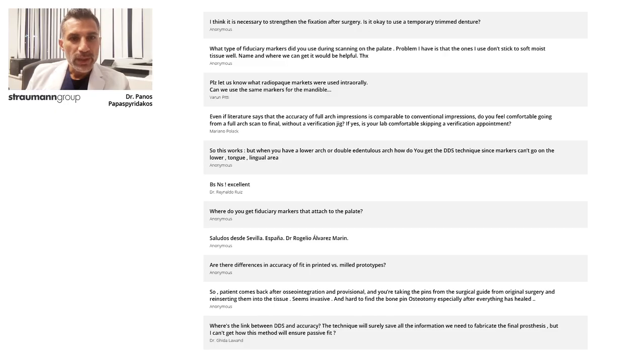Any comments on photogrammetry and accuracy versus regular scan bodies? I don't have experience with photogrammetry. It's a very promising technology. I have prosthodontist friends of mine that use it.